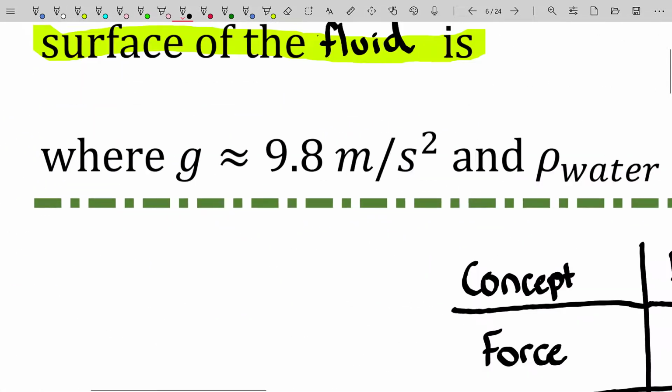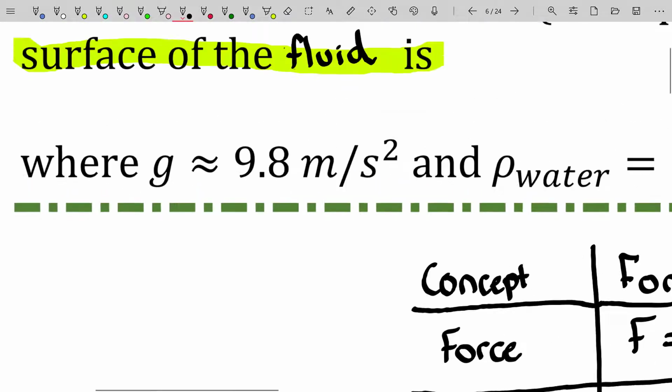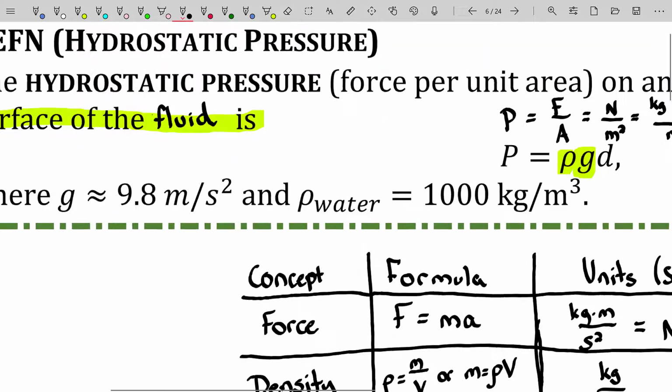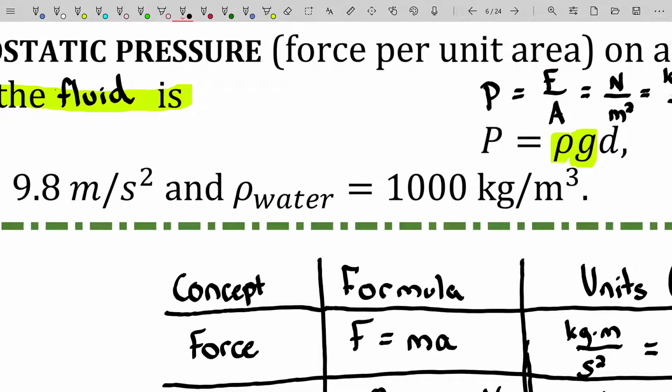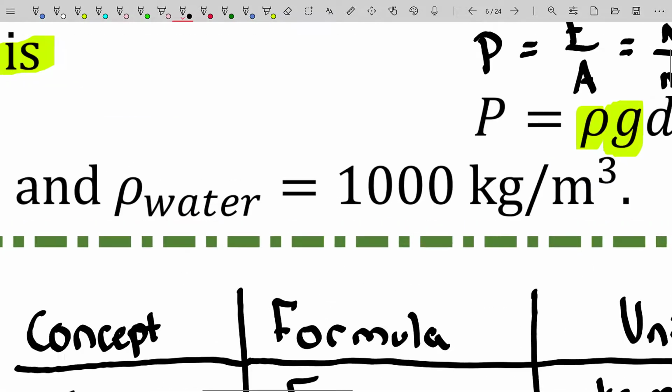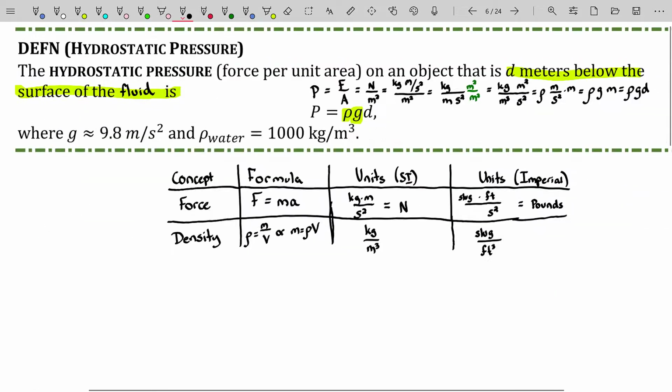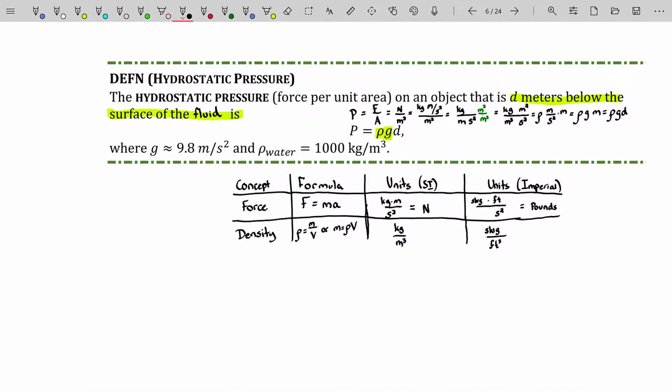G is approximately 9.8 meters per second squared. And the density of water, which is what I originally wrote this definition for, but it actually works for any type of fluid as long as you know the density of the fluid, is 1,000 kilograms per cubic meter. All right, let me go ahead and fill in this information in the table below.